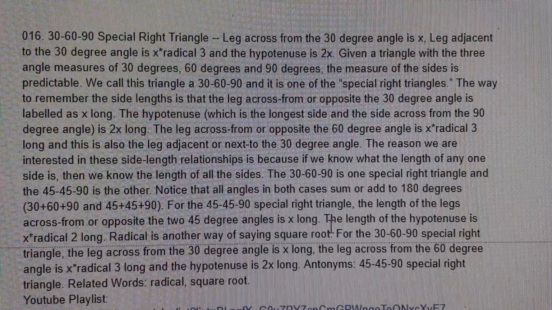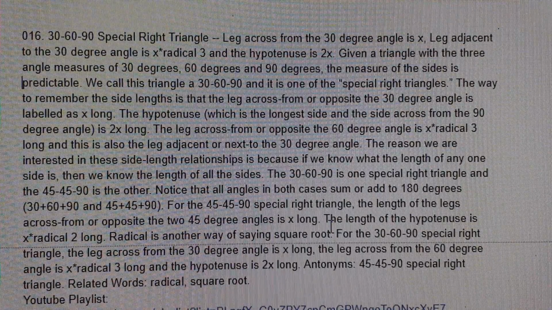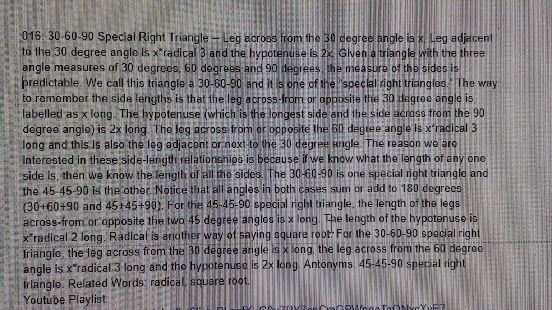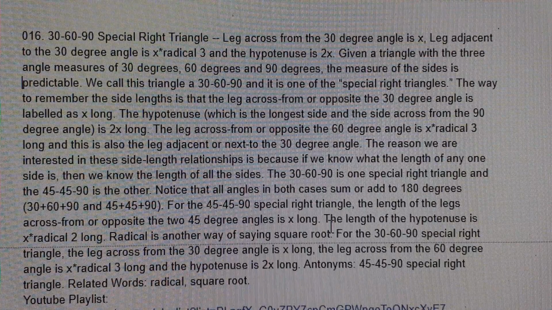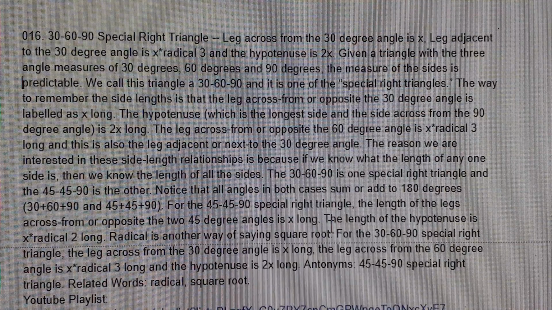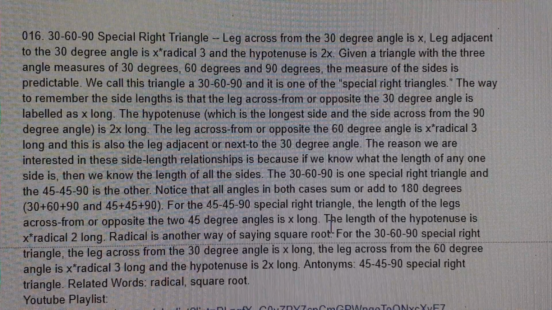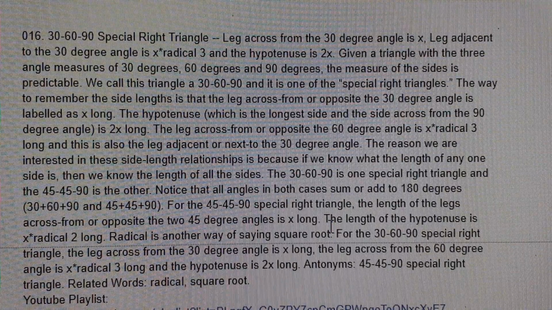The reason we are interested in these side length relationships is because if we know what the length of any one side is, then we know the length of all the sides. The 30, 60, 90 is one special right triangle, and the 45, 45, 90 is the other.